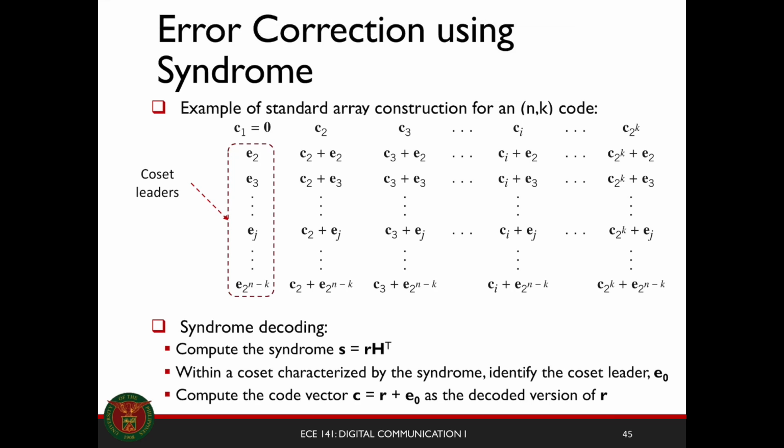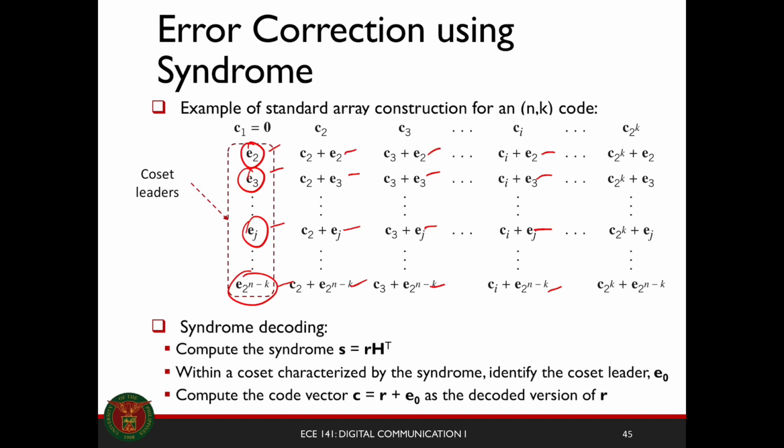So now, if we look at how to correct the error using the syndrome, you construct an array based on all the possible combinations of errors from this set, and you create a table where you add all the possible error combinations to each element of the set of valid code words. So like this, okay, and then you identify the received symbol or the received signal.